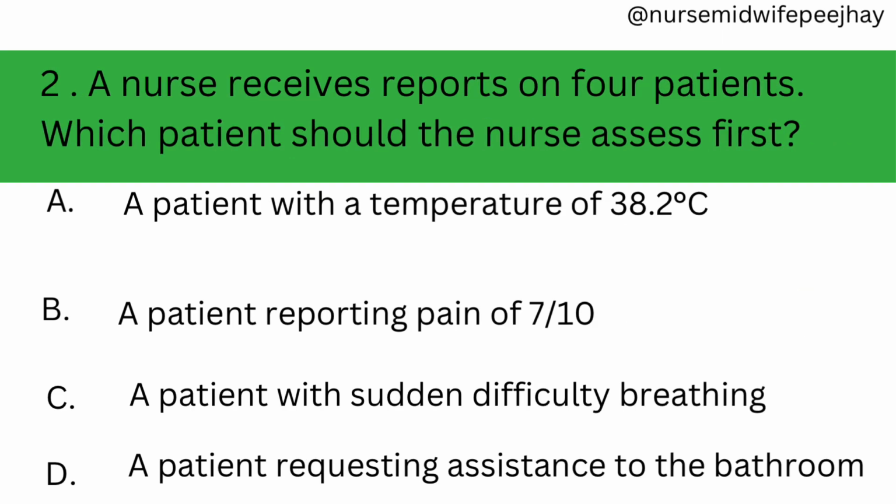2. A nurse receives reports on 4 patients. Which patient should the nurse assess first? A. A patient with a temperature of 38.2 degrees Celsius. B. A patient reporting pain of 7/10. C. A patient with sudden difficulty breathing. D. A patient requesting assistance to the bathroom. Correct answer is C.